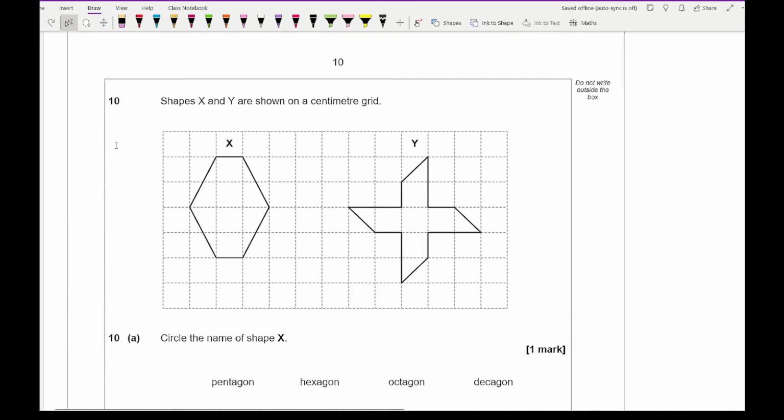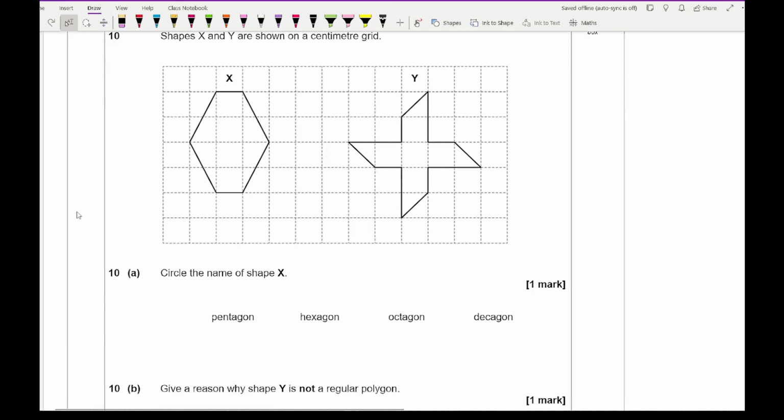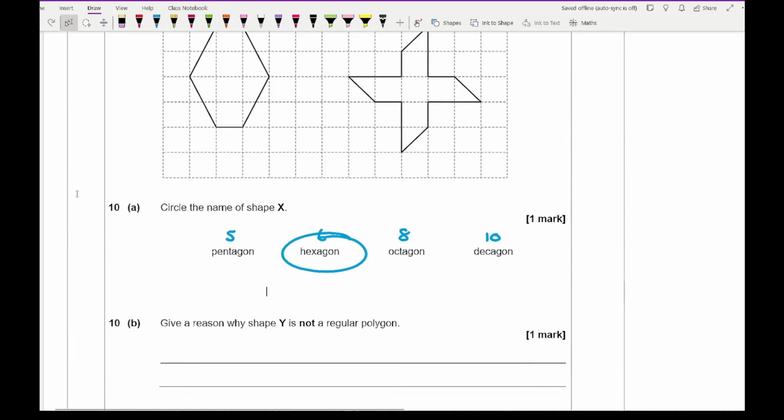Then for question 10, it says shapes X and Y are shown on a centimetre grid. Circle the name for shape X. So here we just need to count the number of sides, because it doesn't say anything about a regular shape, because obviously X hasn't got all the sides the same. So a pentagon has got 5 sides, a hexagon has got 6, an octagon's got 8, and a decagon has got 10. So the correct answer we need to circle is hexagon.